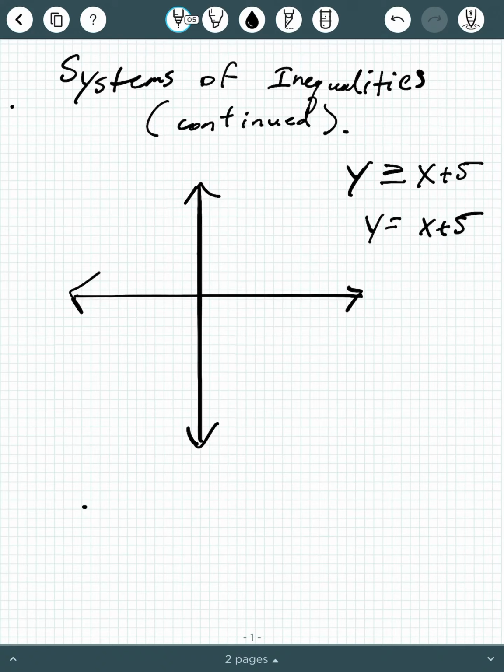So we'll go, okay, our y-intercept is up 5. And then our slope is just 1 over 1 because we don't have anything other than the 1 in front of x. So we'll plot our points. And because it's greater than or equal to, our boundary line will be connected.